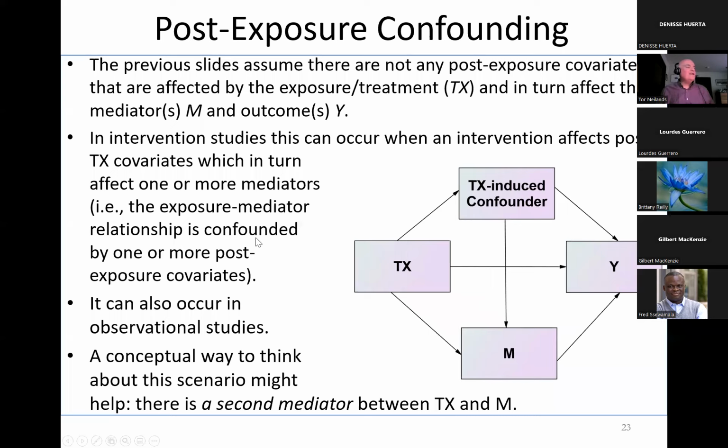So this means that the exposure-mediator relationship down here, Tx to M to Y, is confounded by one or more of these treatment-induced confounders. Now, this can also occur in observational studies, not limited to intervention trials. And I like to think of this as you're introducing another mediator in this process that comes in between the treatment and the mediator that you care about, or the focal mediator.